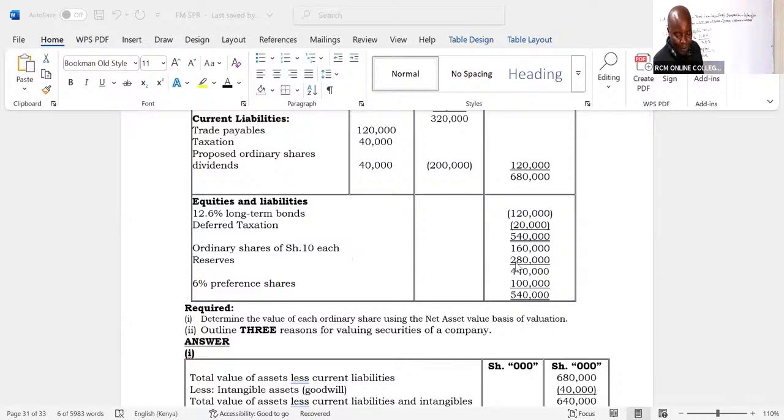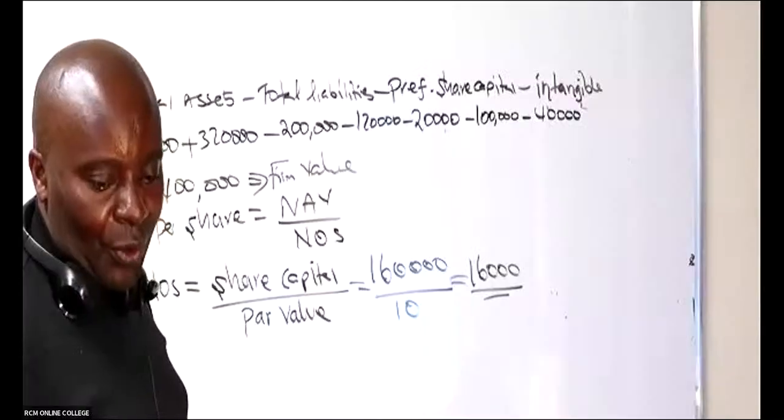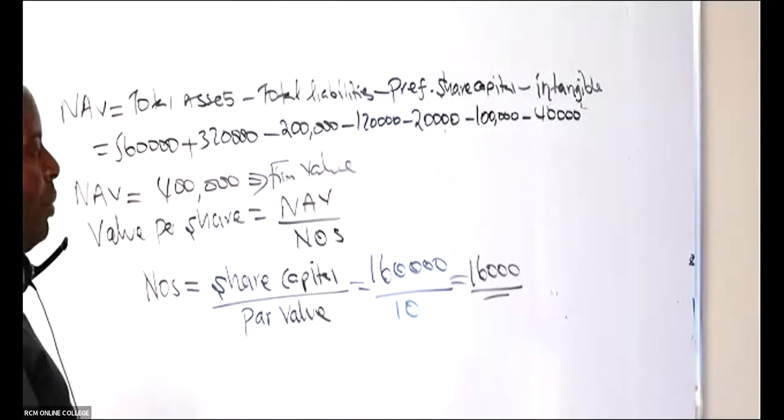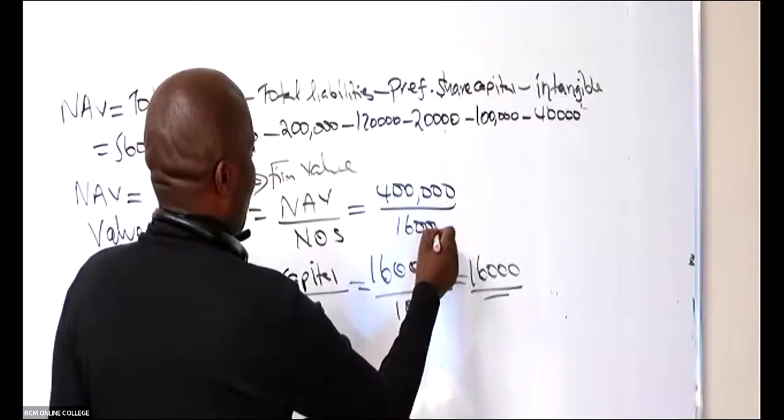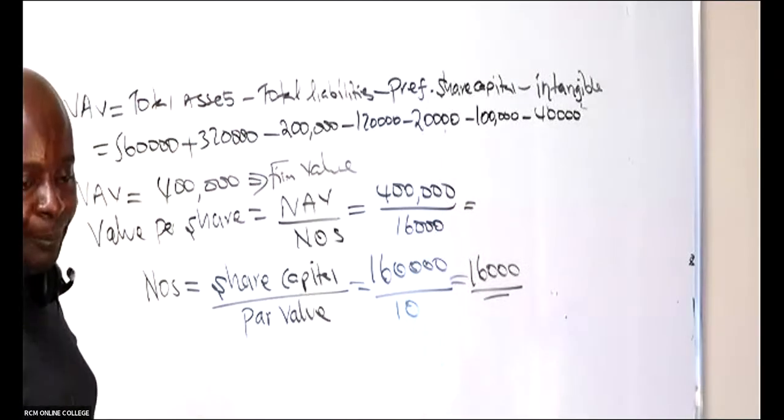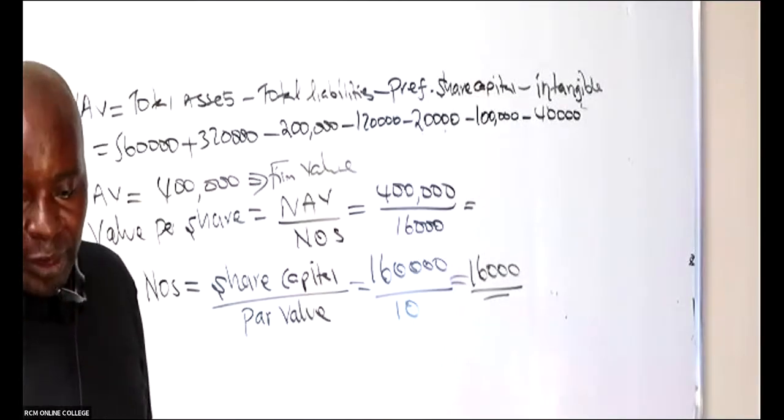And you can see here, it is coming to how much? 280,000? No, 160,000. Ordinary share capital is 160,000. So divide 160,000 by 10, which will give me 16,000 shares. Once you get that, you'll be able to come here: the NAV is 400,000. You divide this by 16,000 shares, which will end up giving me what value at the end of the day?